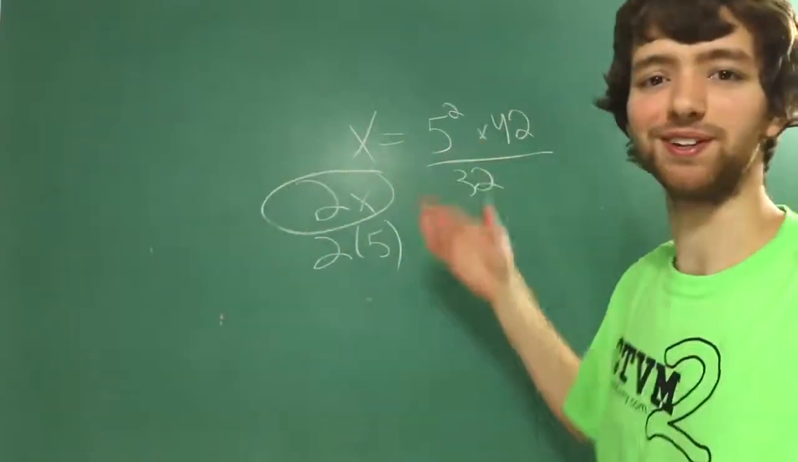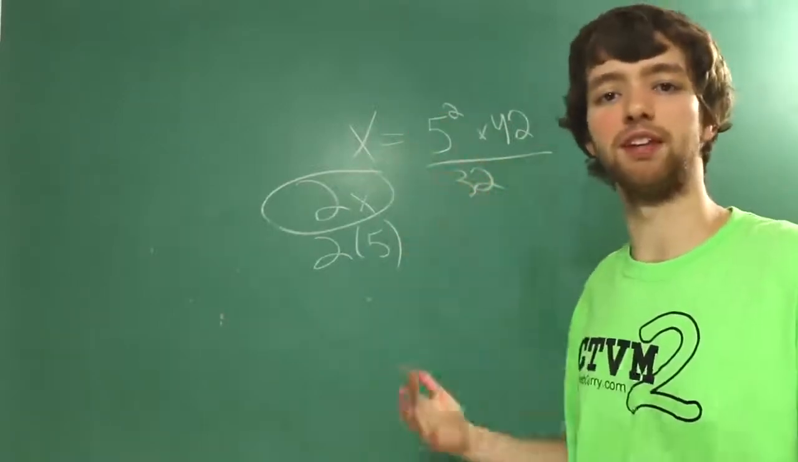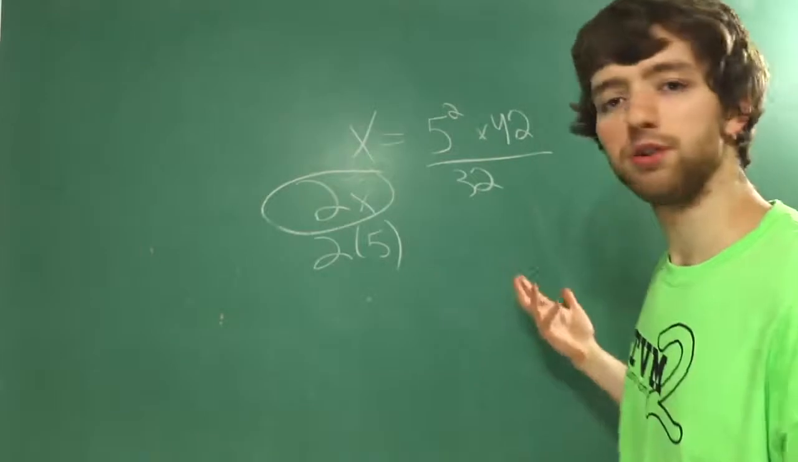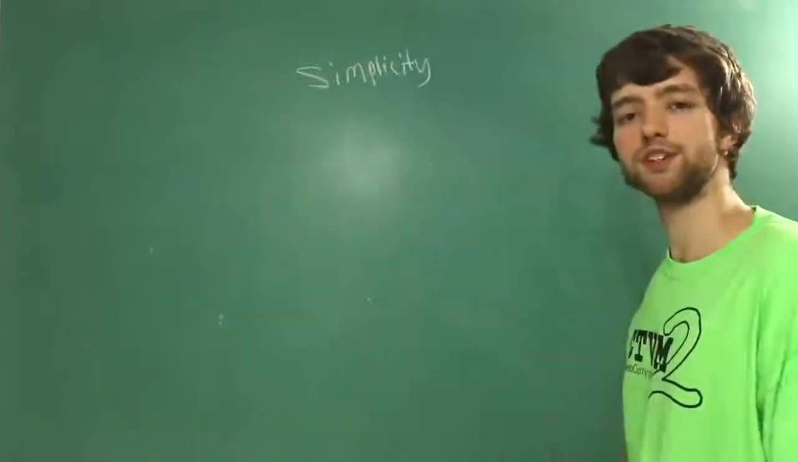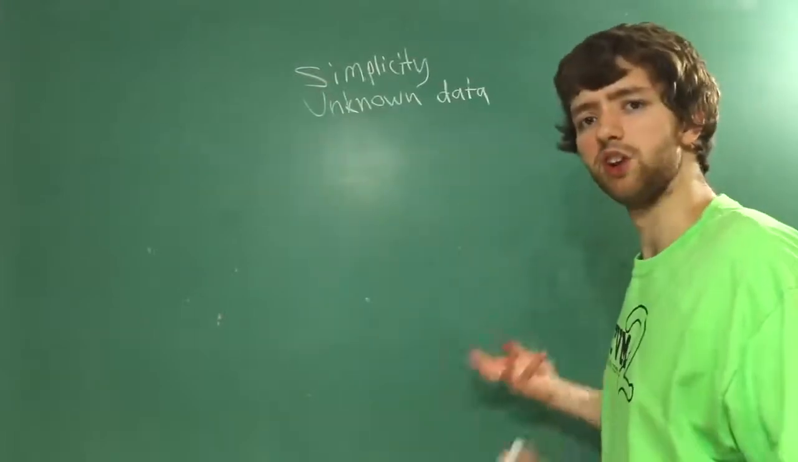It looks more appealing to the eyes. Sometimes we use variables simply for the sake of making things easier to read. So one use for variables is simplicity. The second reason is to store unknown data. So what do I mean by unknown data?